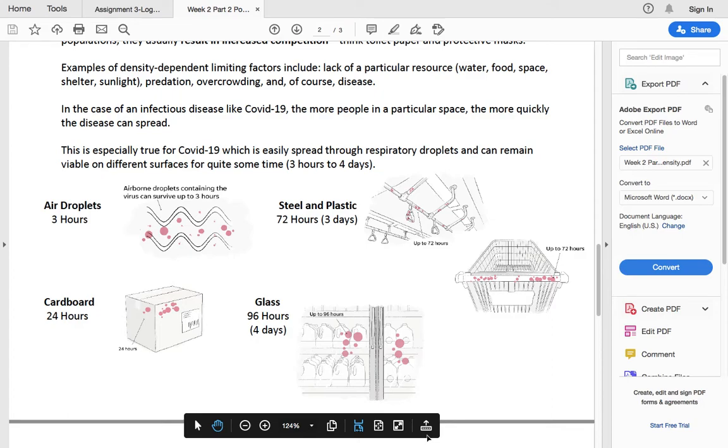This is especially true for COVID-19, which is spread easily through respiratory droplets that can remain viable. The virus can remain alive and able to spread to a new person on different surfaces for quite some time, anywhere from 3 hours in the air up to 3 or 4 days on things like shopping carts and the glass at grocery stores or on your windows.